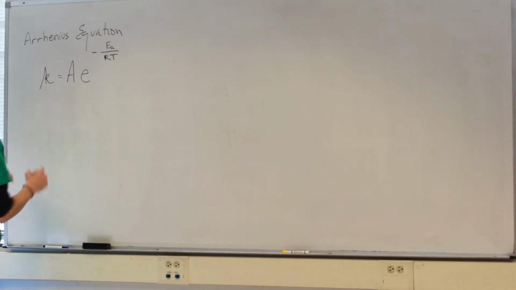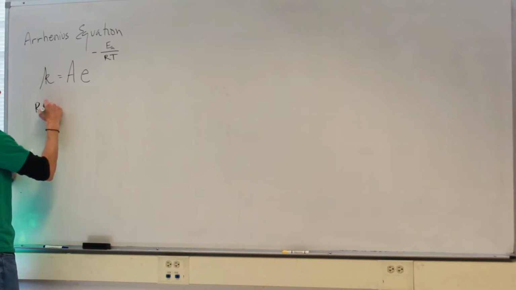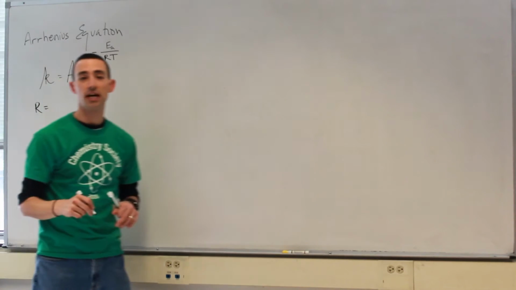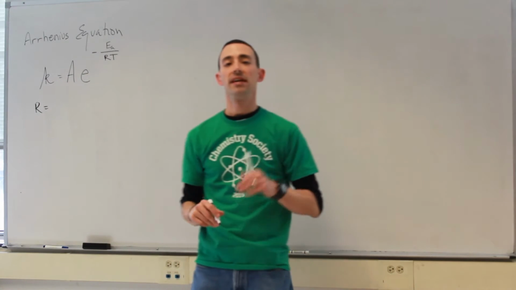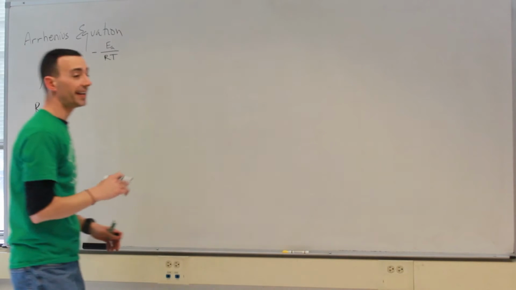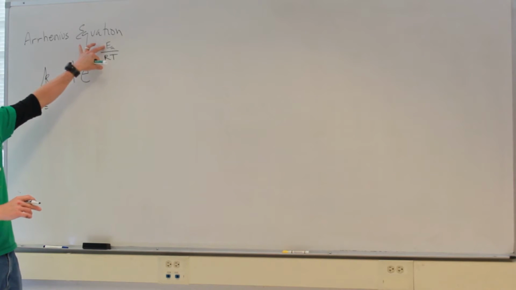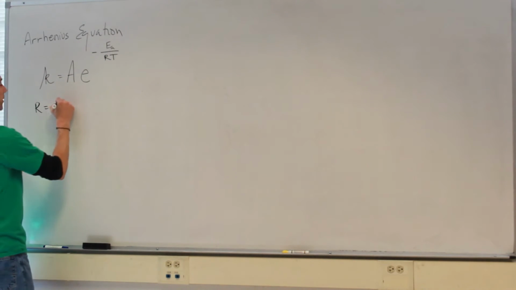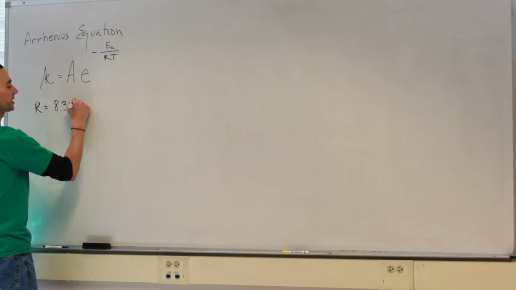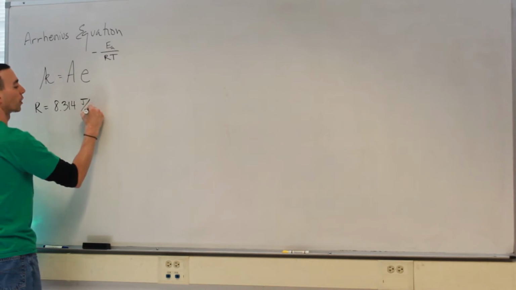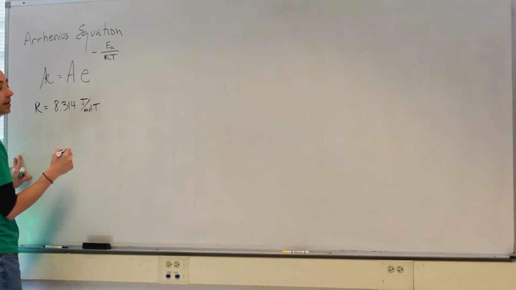Right? Now, R is our ideal gas constant. We've used it a couple of times this semester. In this case, again, notice where R is in relation to another term that is an energy. E sub A I just defined as an energy. And so R is going to be in its energy unit set, 8.314 joules per mole Kelvin.